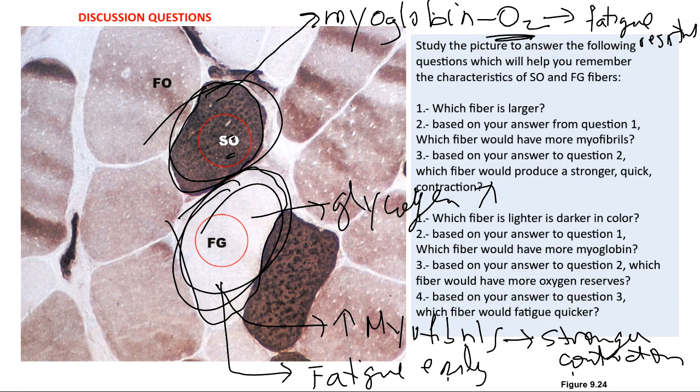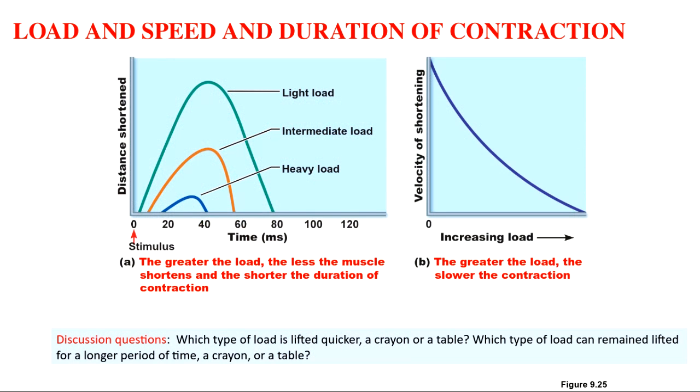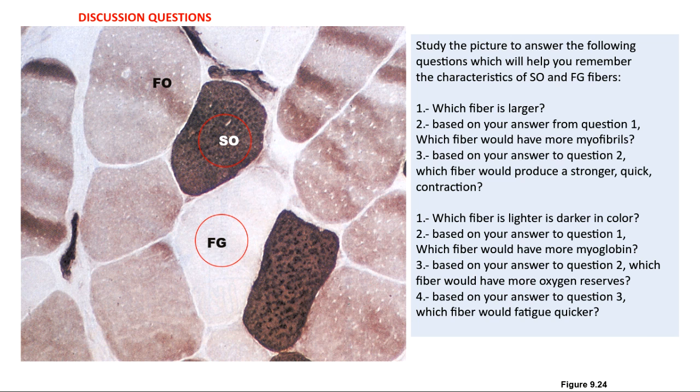A chicken stands on its legs all day walking. So that's where the slow oxidative fibers are, on the thigh. Same principle, more dramatic than in a human, but it's the same principle. So definitely know the difference between the slow oxidative and fast glycolytic fibers.